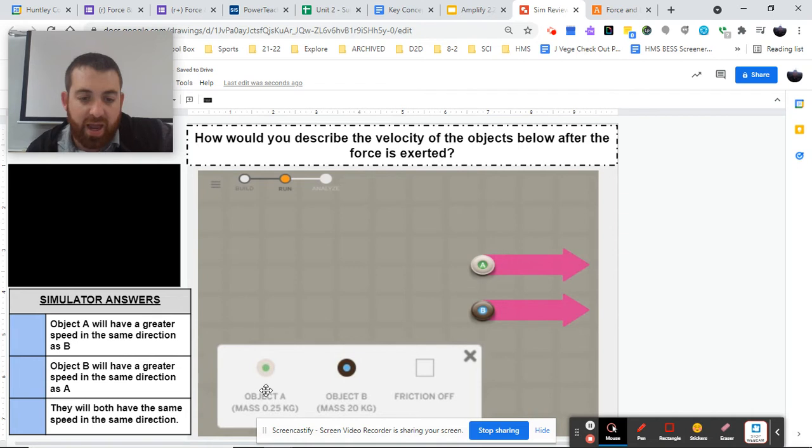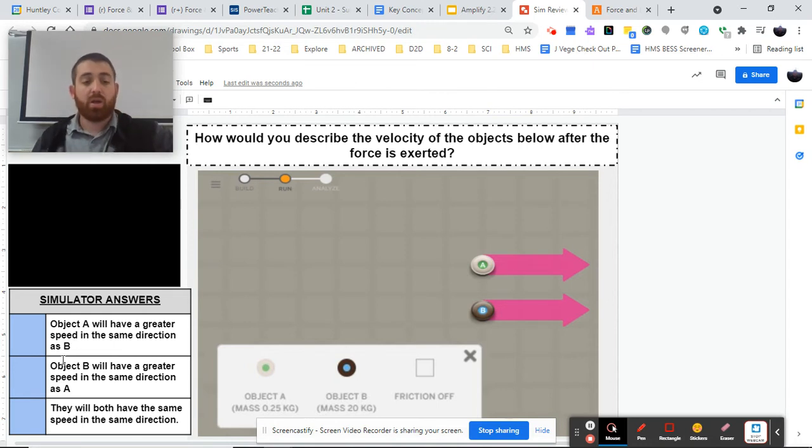Number one, object A has a mass of 0.25 kilograms and B has a mass of 20. So clearly we have different masses. And second, we have to identify that these objects currently have the same amount of force being applied to them. So we have our two objects with their different masses and we have their force being applied. And our job is to decide how do we describe the velocity of the objects below after the force is exerted. So we have our three answers.